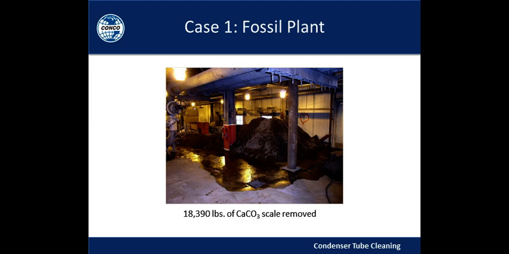First case. 18,390 pounds of calcium carbonate scale removed from a condenser. That's the real result. This condenser had never been effectively cleaned. Years in advance, it had been cleaned with high-pressure water. It was mechanically cleaned. These were the deposits removed.